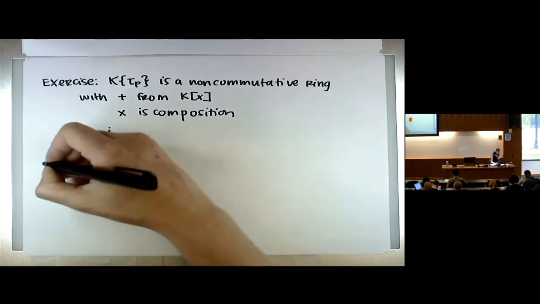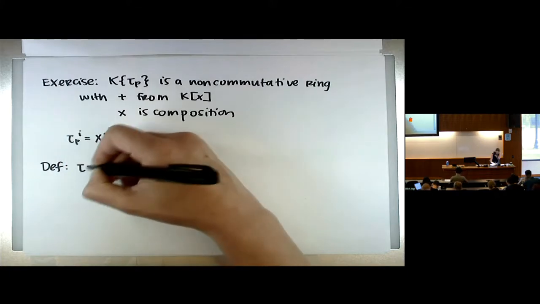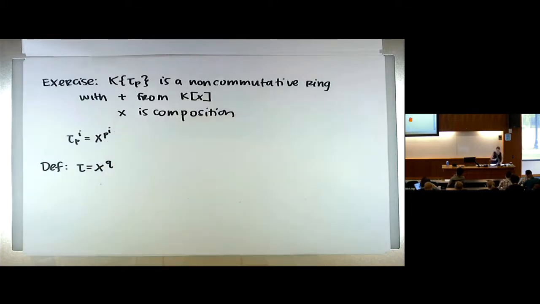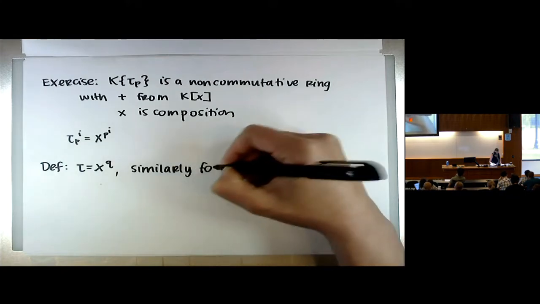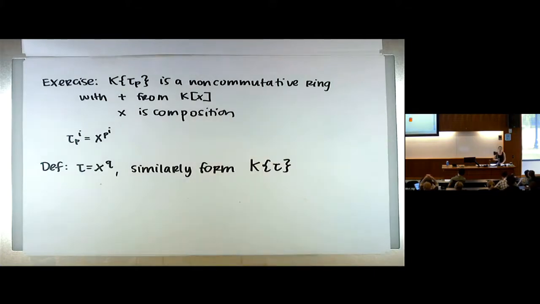Okay, and then as another definition, I will also have later, I call it tau sub q. If I let tau be x to the q, then we can similarly form k twisted brackets tau. But this time I would only allow the monomials x, x to the q, x to the q squared, x to the q cubed, etc. And it would still be a non-commutative ring with composition as its multiplication operation.